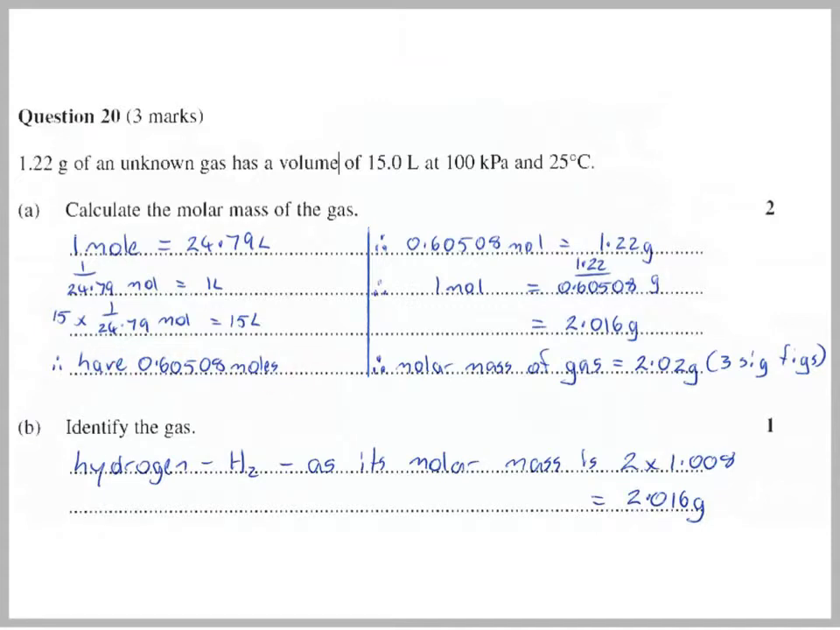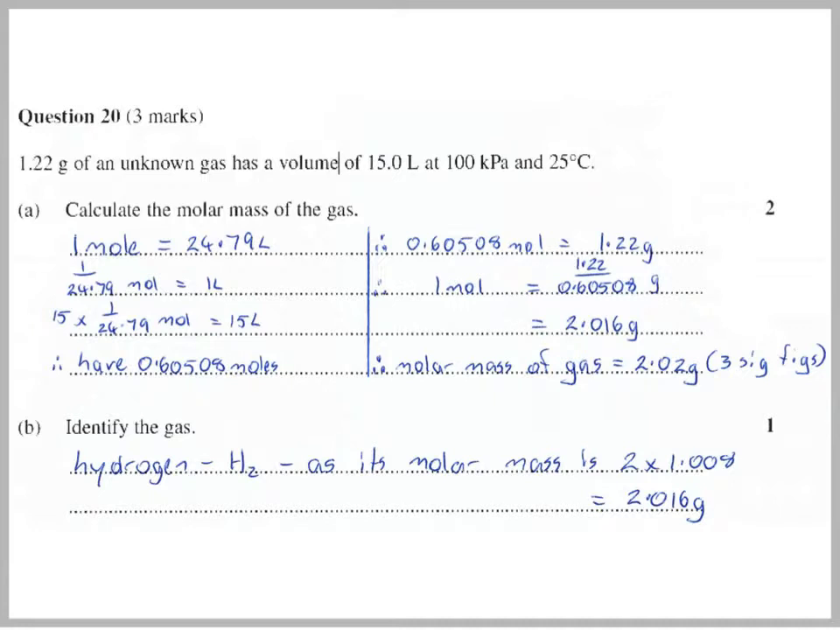Okay, therefore that many moles equals 1.22 grams. We're going to get to 1 mole, so we're going to divide both sides by 0.60508. So 1.22 divided by that equals 2.016 grams. So we've worked out the molar mass of that particular gas. Therefore, molar mass of gas equals 2.02 to 3 significant figures. Why 3 significant figures? Because this has 3 significant figures and this has 3 significant figures.